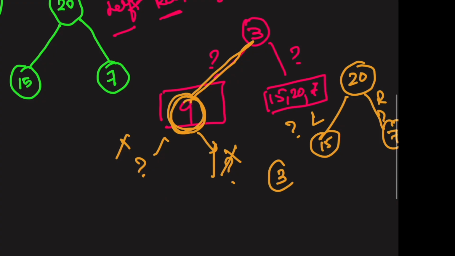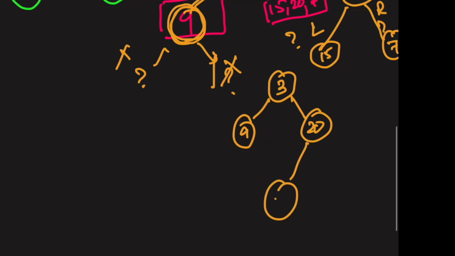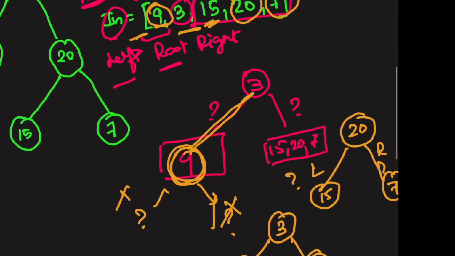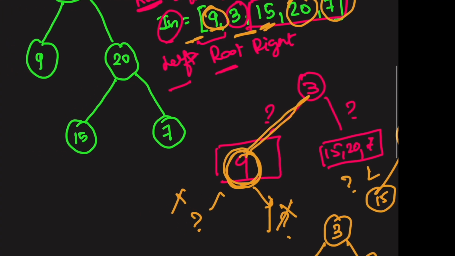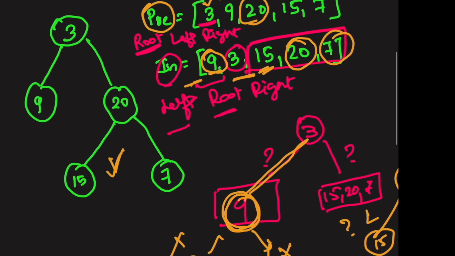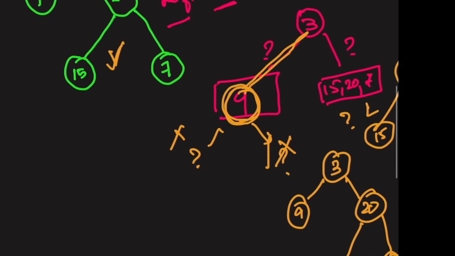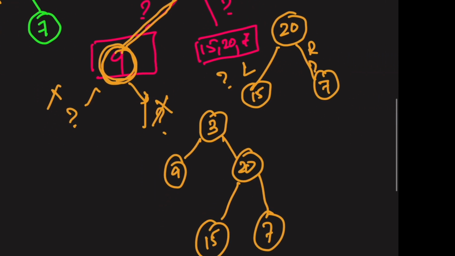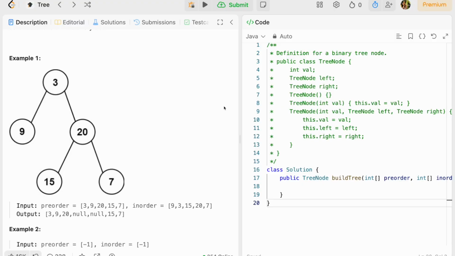So our 3 becomes here, then 9, then 20, then here it becomes 15, and it becomes 7. So that's how we created our binary tree. So this is the original one that is given. Okay, so whatever we have spoken like this, we will create the same in the code. Okay, so let's go back to code.